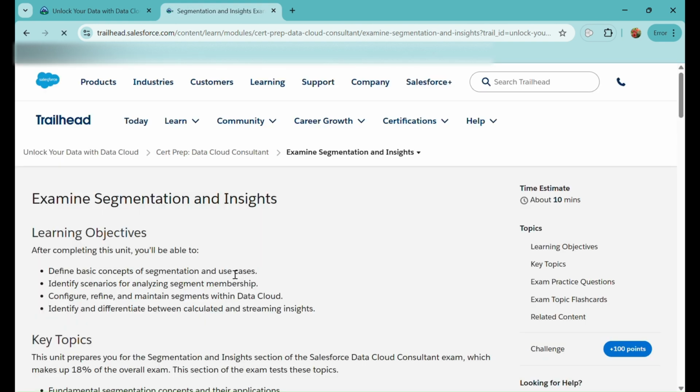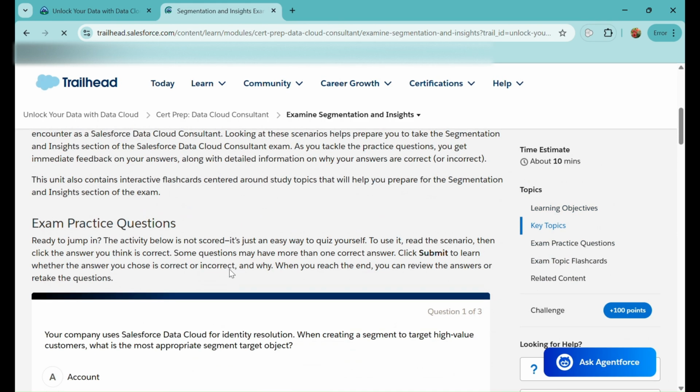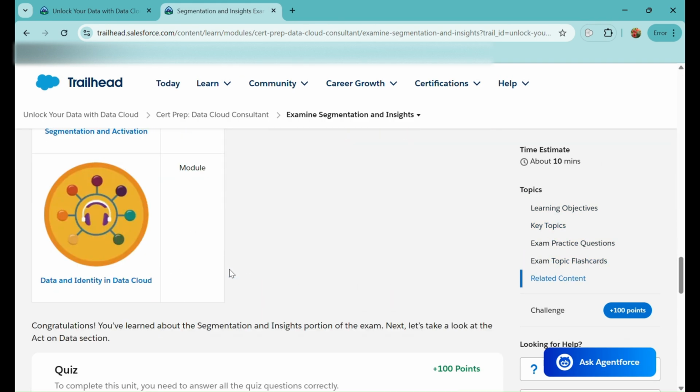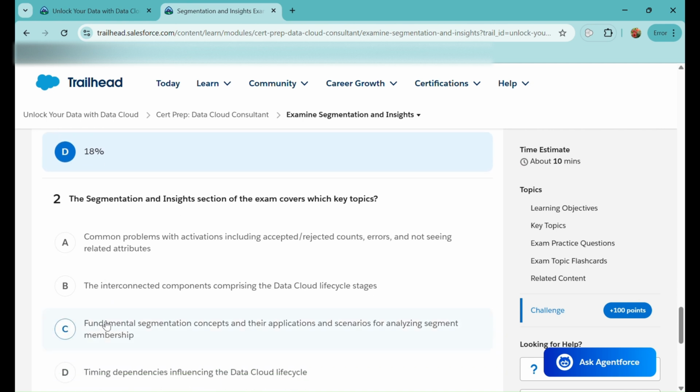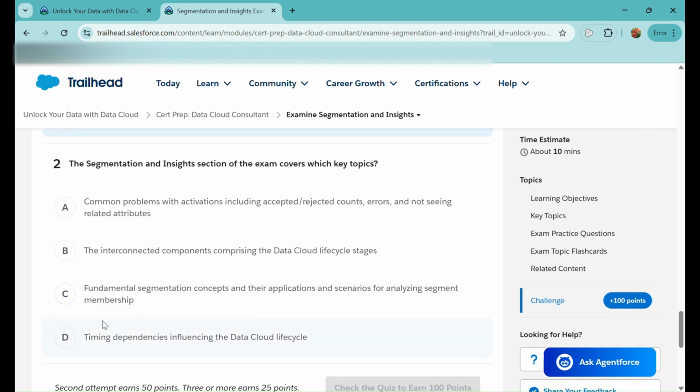And then we are having another unit, that is examine segmentation and insights. We'll go to the quiz, and our first question is, the segmentation and insights section makes up what percentage of the Salesforce Data Cloud Consultant exam? So I believe 18% is the correct answer.